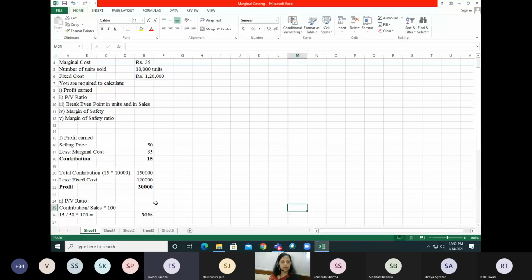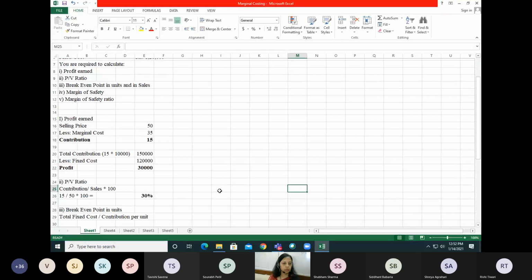Now next, what have they asked? Break even point in units and break even point in sales. Now tell me the formula of break even point in units. Total fixed cost divided by contribution per unit. Very good. So that is how many units you are required to sell to get the situation of no profit, no loss.